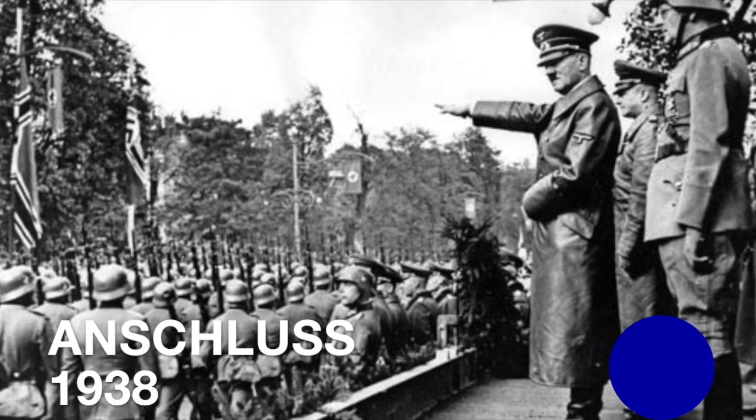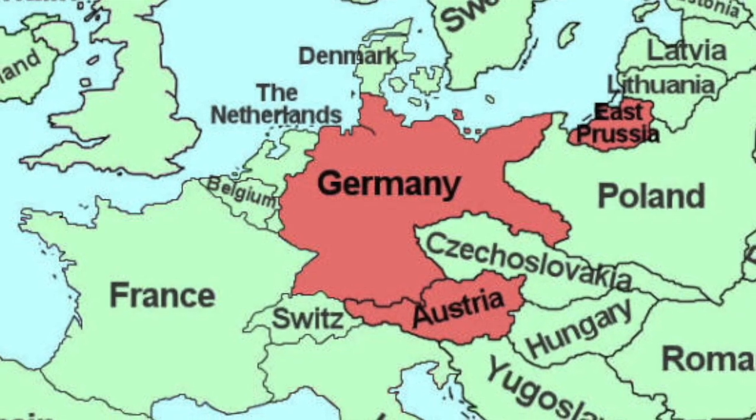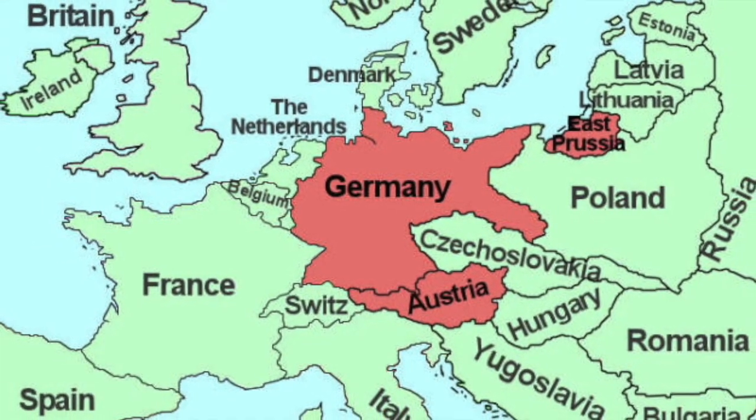It refers to the union Hitler dreamed of between Austria and Germany as a single nation. He saw both countries as one because of their shared cultural background.